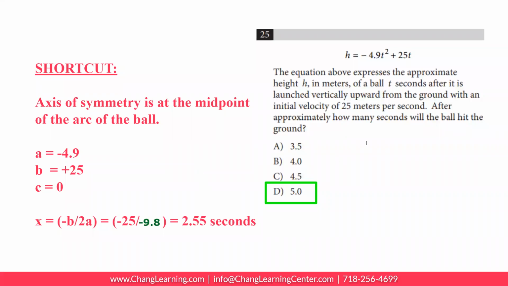It's going up, up, up, up, up, and it's at the axis of symmetry, the halfway point, and then it'll fall down for another 2.5 seconds. So the ball should land at about 5.1 seconds. And the closest answer is choice D, because it's an approximate answer. It should be at about 5 seconds when the ball lands back on Earth.